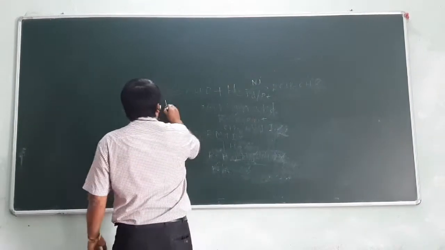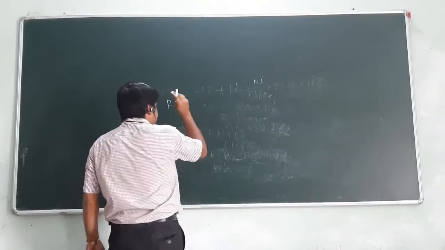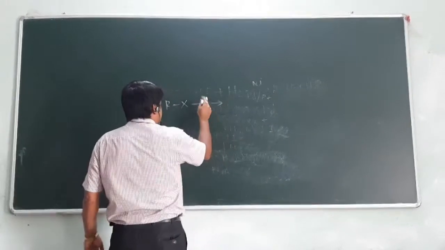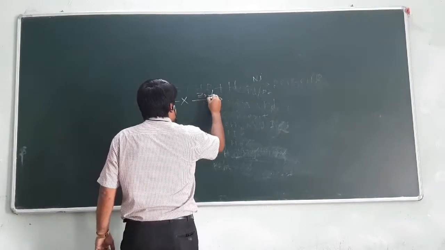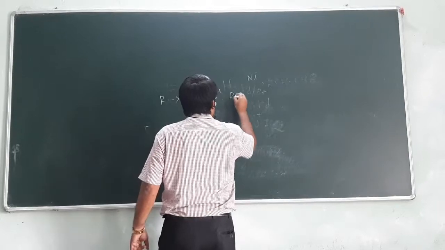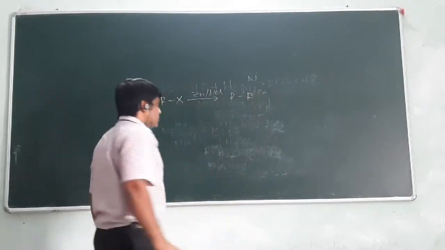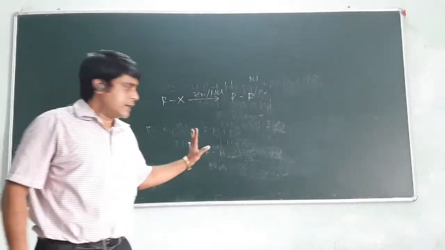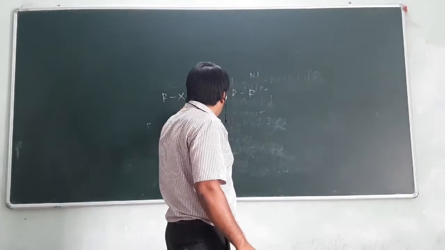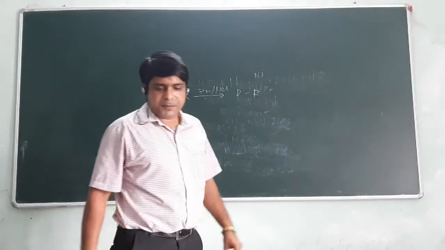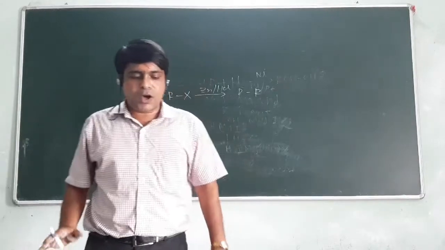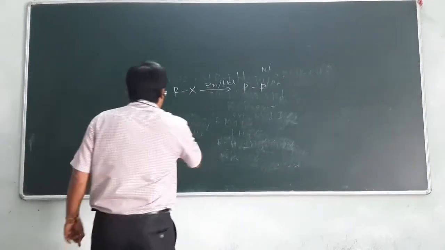So see, it is the alkyl halide and it reacts, and the alkene is produced finally. This is the first direct method. The next direct method is reduction with lithium aluminum hydride or sodium borohydride.